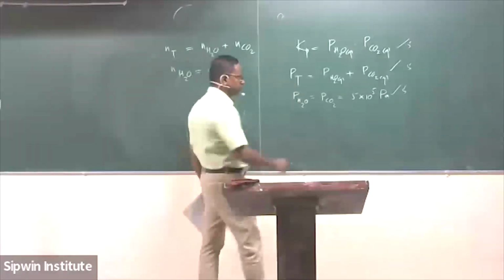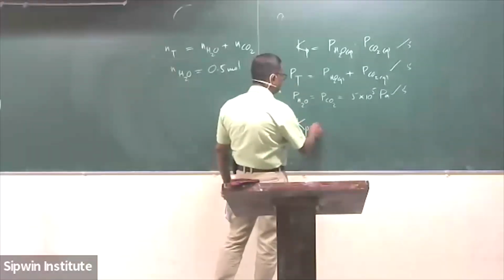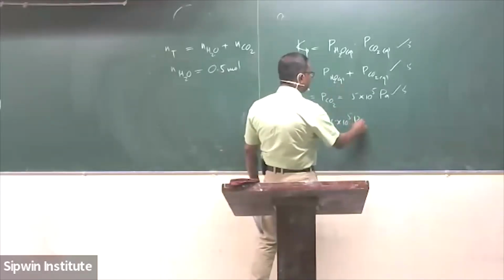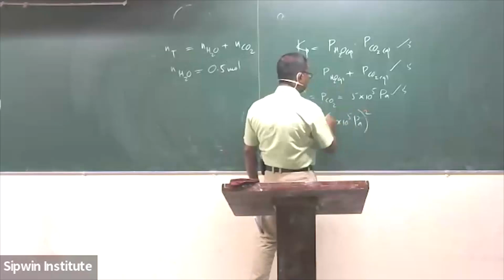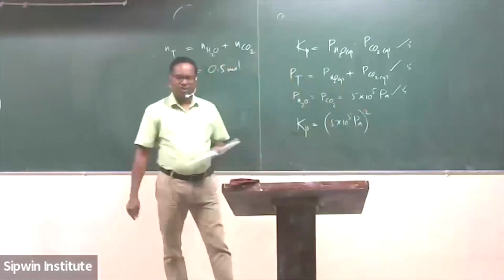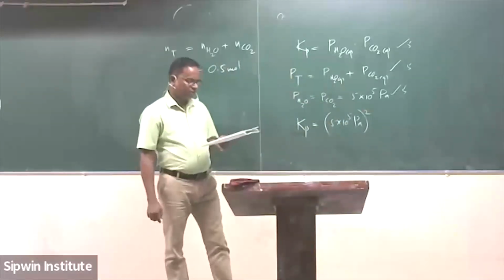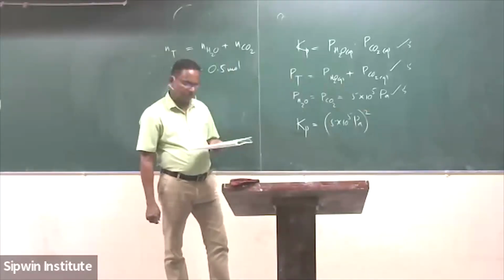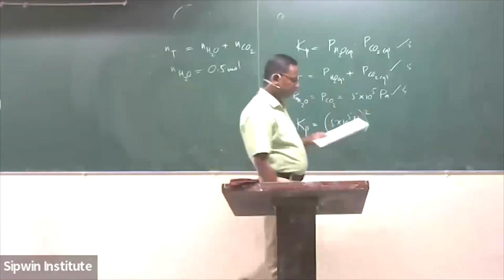Kp equals 5 into 10 to the power 5 Pascal squared. With that you can take the answer: 2.5 into 10 to the power 11 Pascal squared.